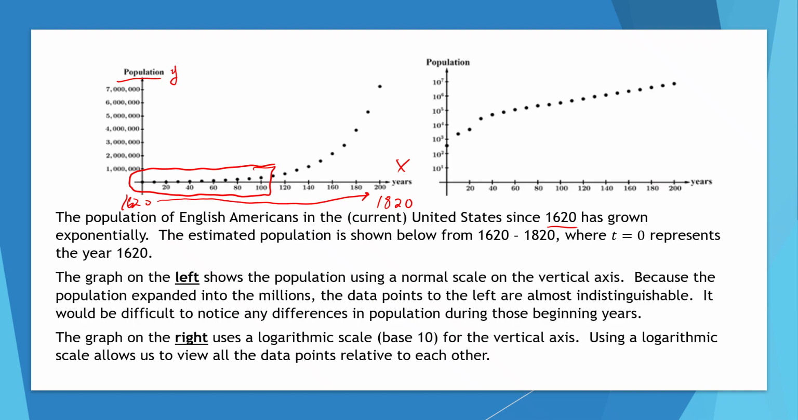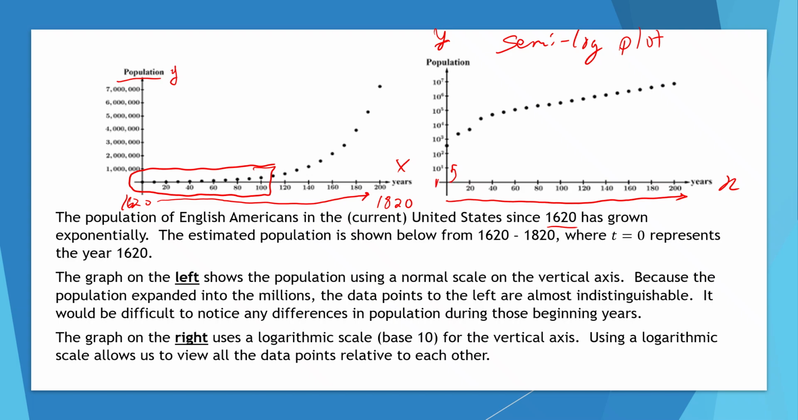And so this is where semi-log plots really come in handy. And this is what we see on the right. This is an example of a semi-log plot where our x-axis is still normal, right? It increases by 20 every 20 years, every tick mark. However, our y-axis is going to be what we call logarithmically scaled. And what that means is every tick mark, instead of adding a million, or adding the same number, we are going to be multiplying.